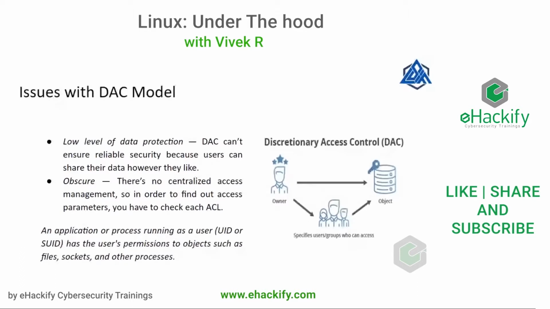So we want to categorize the users as well as the resources as well as the functions of the operating system. So we need a better model. We can discuss that model, which is known as the mandatory access control model. Other issues with discretionary access control mechanisms are a low level of data protection as well as obscurity, because there is no centralized access management. It is just at the discretion of the owner. So it is not done by a system or by a policy. That is the major pitfall of the discretionary access control model.